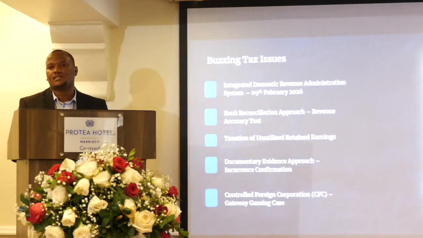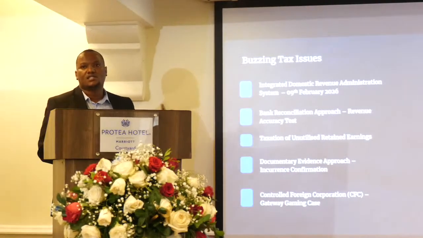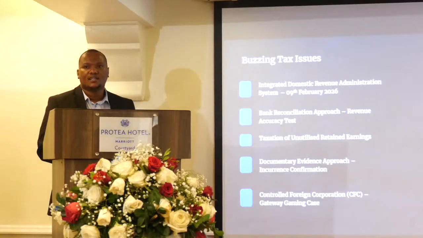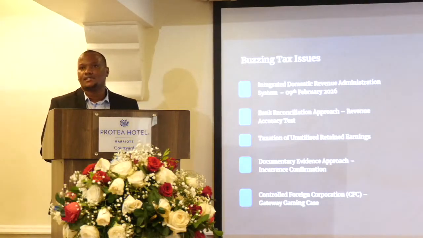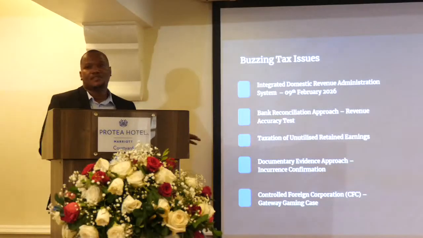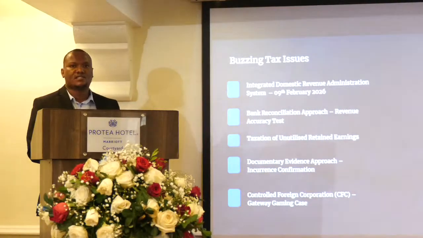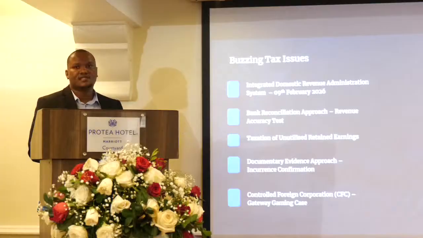I'm deeming your unutilized retained earnings as distributed. But there are some ambiguities in the context of these provisions. One, the law says unutilized retained earnings, but it does not specifically say from when. So does it mean from the moment the law was introduced? But this is something that, as I've said, was just introduced last year. So up to now, we have not seen the Commissioner exercising these powers.